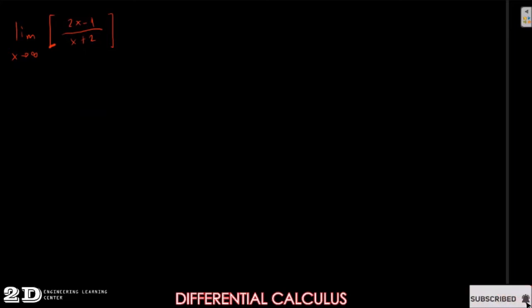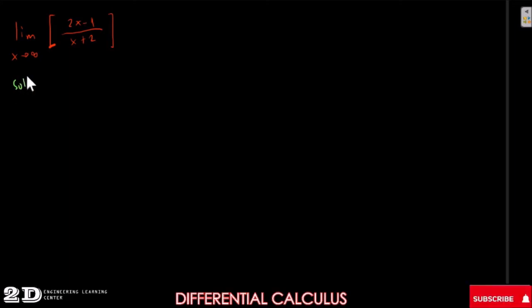So we have this one. The limit of 2x minus 1 over x plus 2 as x approaches infinity. Okay, so we have here our limit now is approaching infinity. So for this one, we could use one of our special limits here. So we just first solve this one using algebra, our algebraic manipulation.